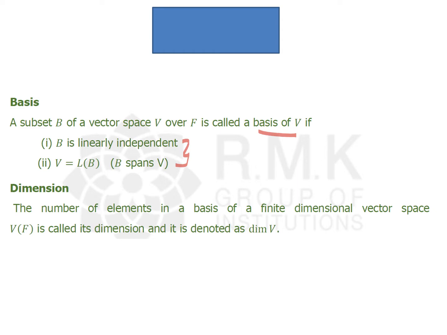And then comes dimension. The number of elements there in B, you call it the dimension of V. The number of elements in a basis of a finite dimensional vector space V is called its dimension, and the symbol we use is dim V. If B becomes a basis of V, then the number of elements in B will be the dimension of V.